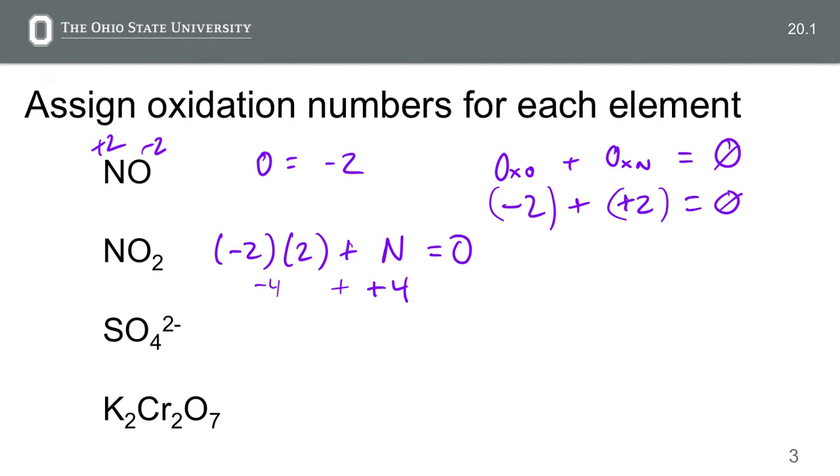Let's do SO4 2-. What's the oxidation number on sulfur? +6. So we have oxygen, it's -2 again, times 4, plus some number for sulfur has to equal -2. So we're going to have -8. Sulfur then has to be +6 in order to get -2.